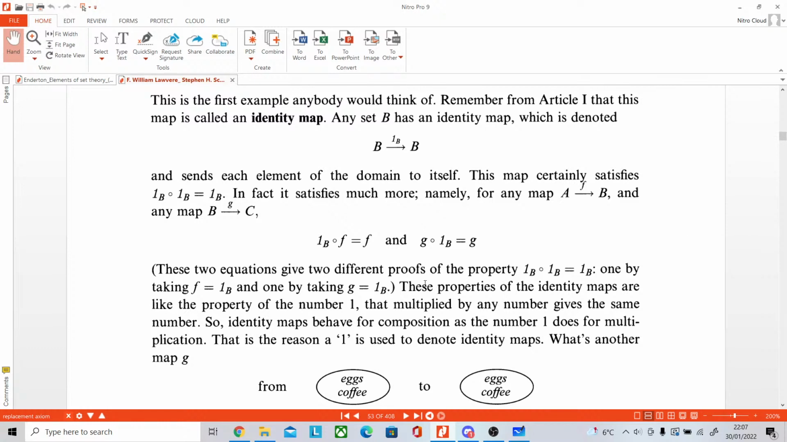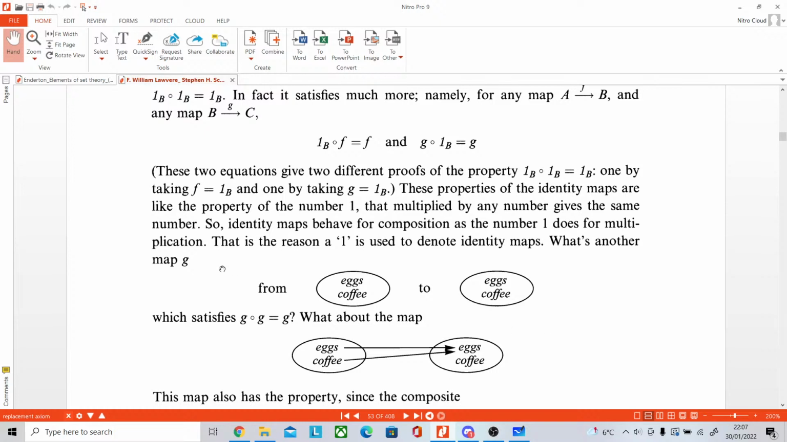So yeah, these properties of the identity maps are like the property of the number 1, that multiplied by any number gives the same number. So identity maps behave for composition as the number 1 does for multiplication. That is the reason 1 is used to denote identity maps. Okay, that makes more sense now, the notation.